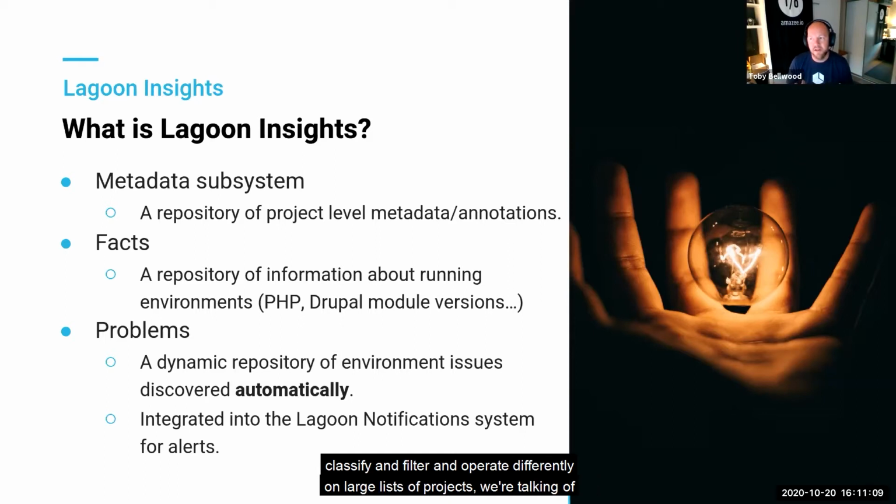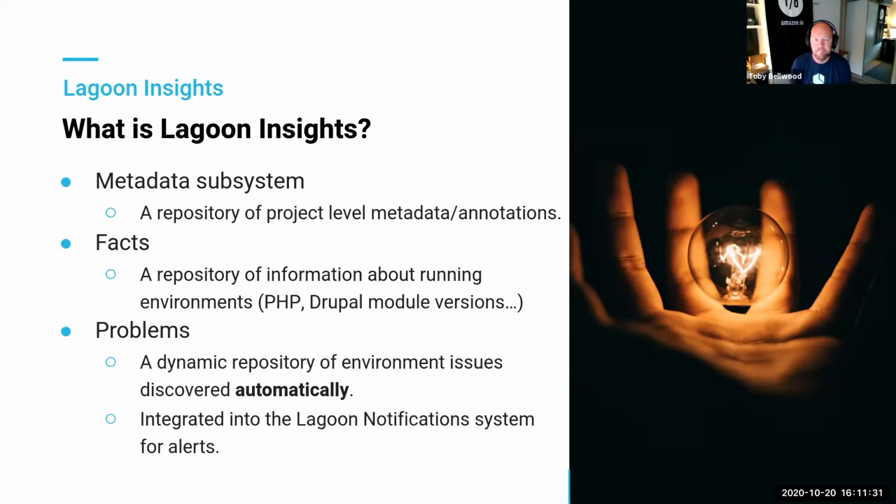So being able to classify and filter and operate differently on large lists of projects. We're talking of hundreds of projects here. Being able to classify and filter them was really important to their work. So yeah, we love it when our partners contribute to Lagoon, particularly when they've got stuff that really helps them in their day-to-day. We love seeing that.